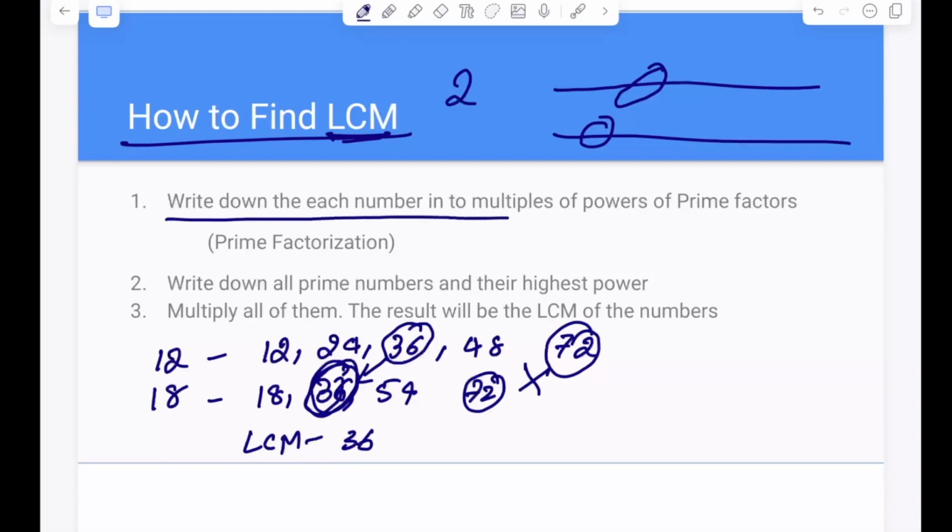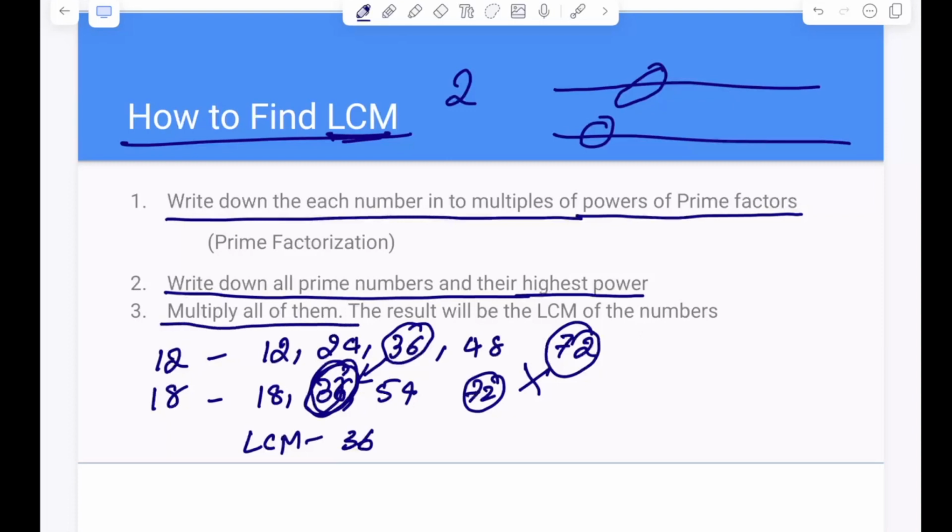Write down each number as multiples of powers of prime factors, that is prime factorization. We have learnt this in the HCF section. Write down all prime numbers and their highest power. In HCF, we write common prime numbers and their lowest power. In LCM, we write all prime numbers with their highest power. Multiply all of them, then you will get the LCM. Let us understand with few examples.